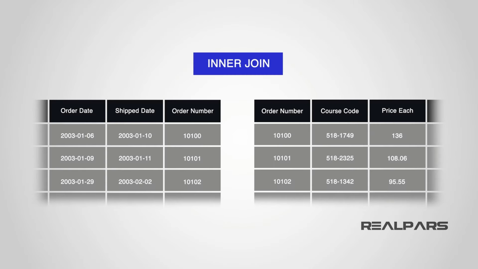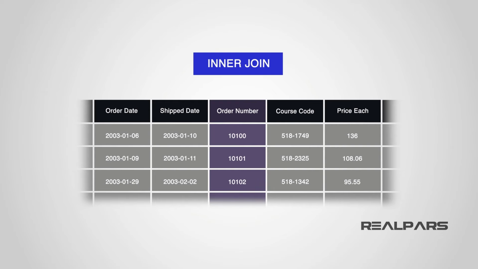To form an inner join, you will need a condition that is known as a join predicate. An inner join requires rows in the two joined tables to have matching column values. The inner join creates the result by combining column values of two joined tables based on the join predicate.